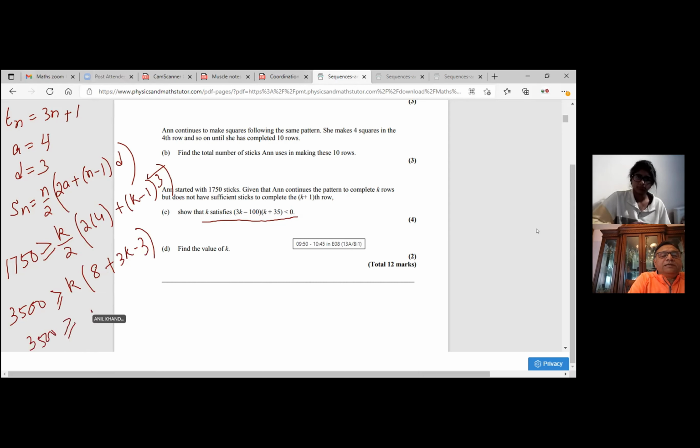So we get 8 minus 3 is 5, right? Plus 3, and plus 3k squared. We get a quadratic equation. You see that? Take it on this side.